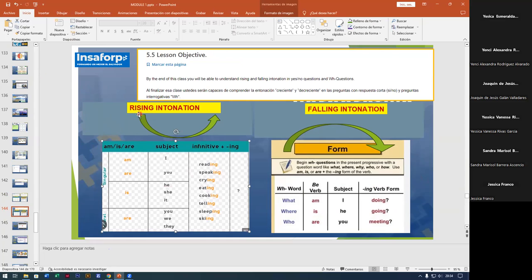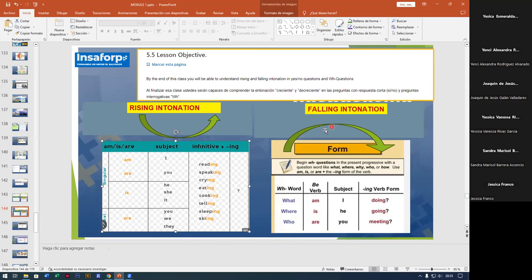Rising... ¿qué significa? Creciente, que se eleva. Que la entonación se eleva, se incrementa. En el caso de las yes/no questions, el tono de voz va disminuido al inicio, pero al final de la pregunta se va a elevar, porque queremos hacer énfasis en la acción que está realizando la persona. Por ejemplo, am I reading? Are you speaking? Is he crying? No es correcto pronunciarla con el mismo tono de voz, porque entonces no estamos poniéndole énfasis a nada. Por eso la entonación es bien importante.